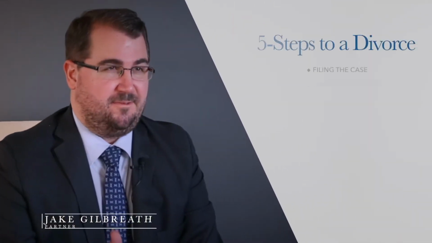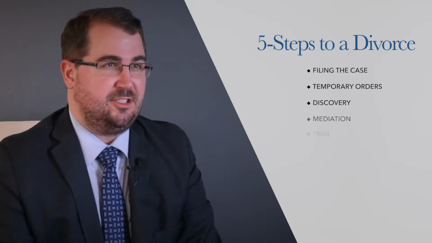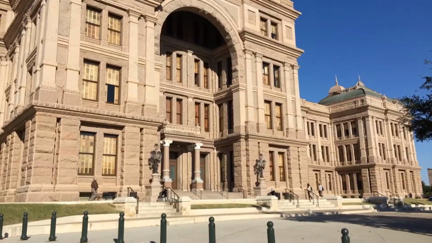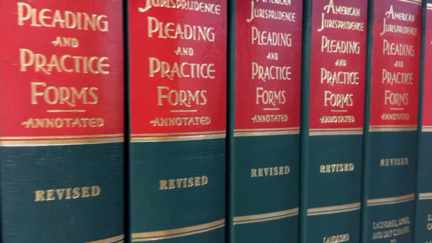We tell our clients is custody cases and divorce cases all pretty much follow the same 5 steps. That's filing the case, going to temporary orders, discovery, mediation, and then trial. So the filing stage is whenever you file the lawsuit. A divorce, a child custody case, it's a lawsuit.